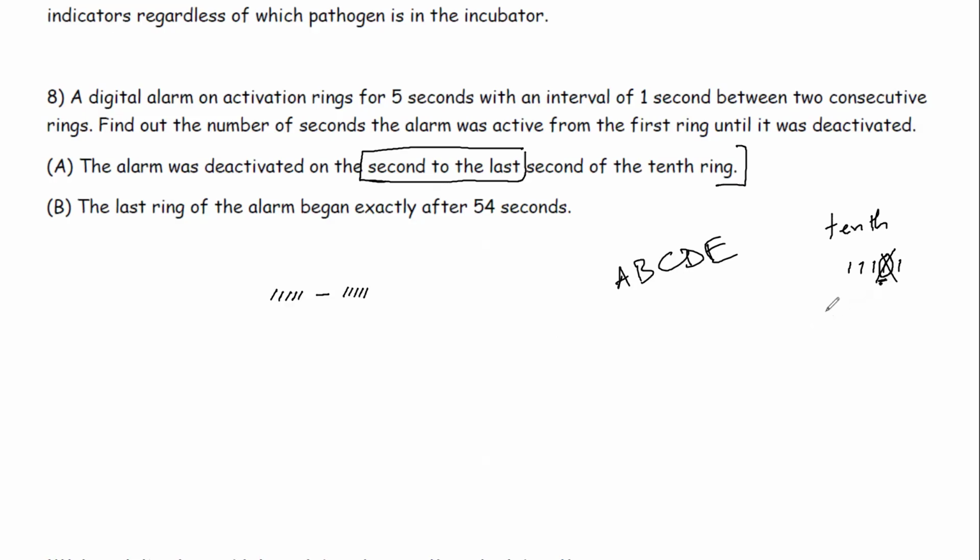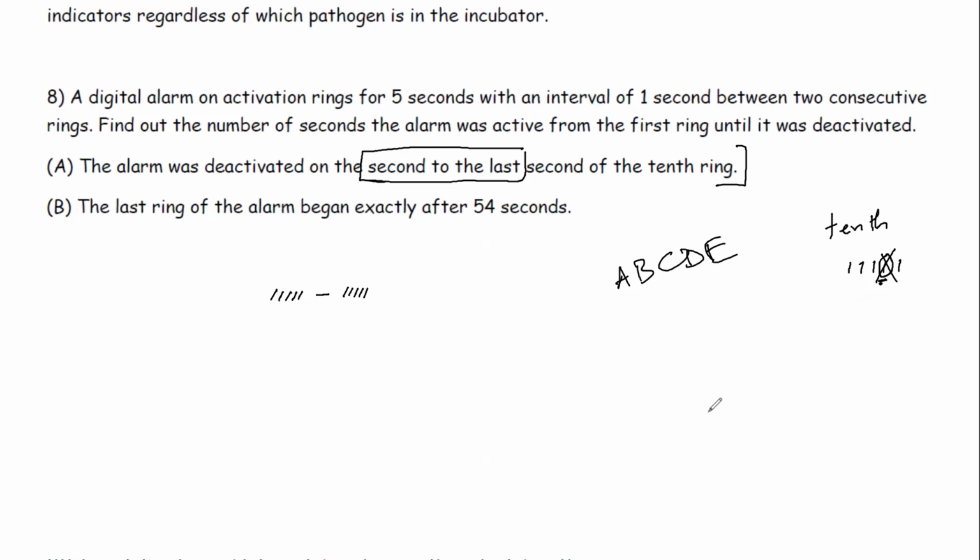All right. So it is debatable as to whether you should include the fourth ring or whether you should not include it. So let's understand it clearly. Just for the sake of it, we know that we have to find the number of seconds the alarm was active from the first ring until it was deactivated. All right. So until it was deactivated. So the alarm was deactivated on the second to the last second of the 10th ring.